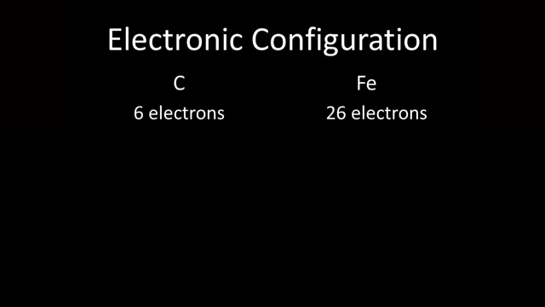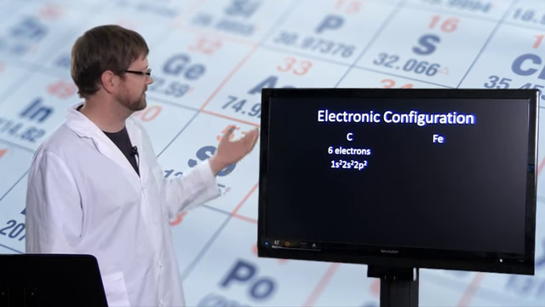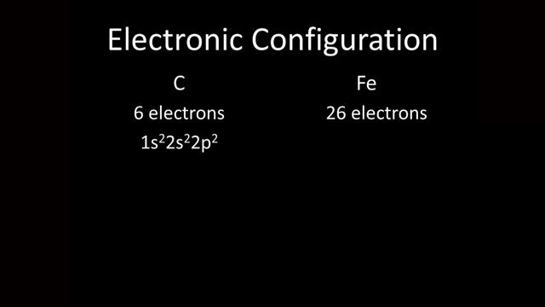Carbon has 6 electrons. For its electron configuration, 2 go in the 1s, 2 go in the 2s, and then we have 2 electrons left over, so we have a partially filled P subshell, 2p2. Now, iron's a little more complicated. Iron has 26 electrons. You go back to that table and keep filling until you're completely full. It goes 1s2, 2s2, 2p6, 3s2, 3p6, 4s2, which comes before the 3d6. If you add all these up, it should total 26.